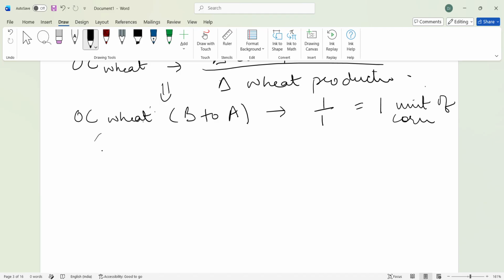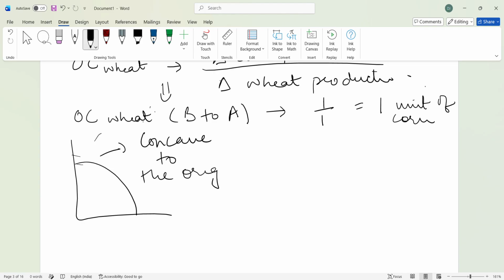This causes the PPC to be concave to the origin. So the graph that you get is called concave to the origin. Okay, so what do we mean by that? That's a very technical definition I've given you. So in very simple language, what do we mean by that? It basically means that in this particular graph, in this example that I've taken, I have wheat out here and I have corn out here.